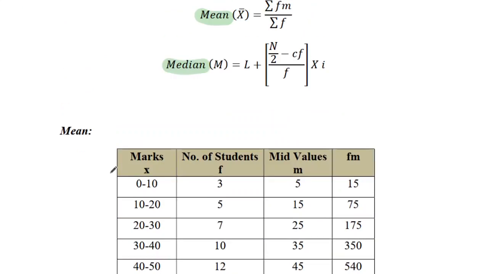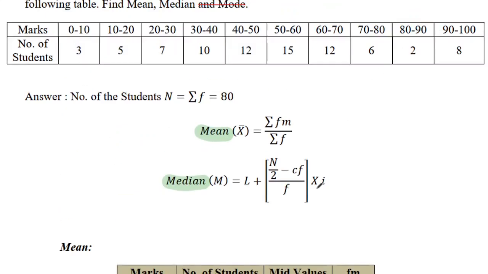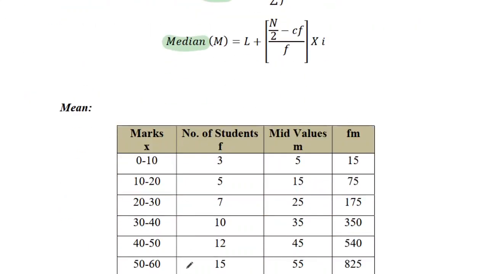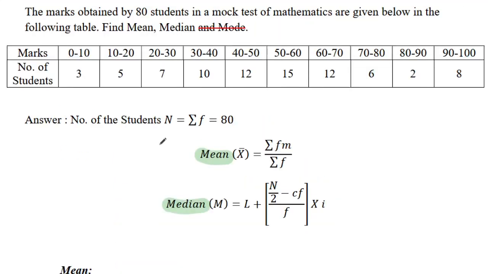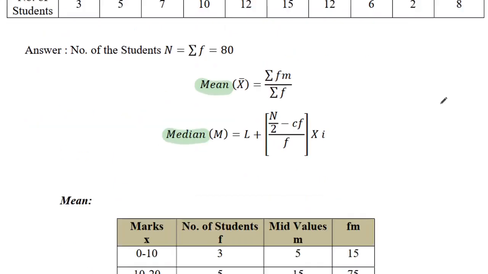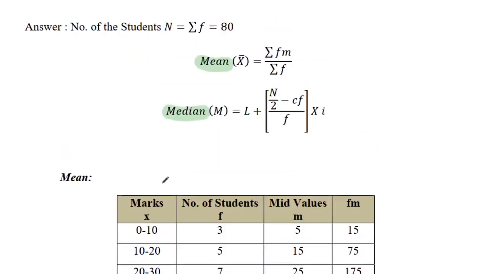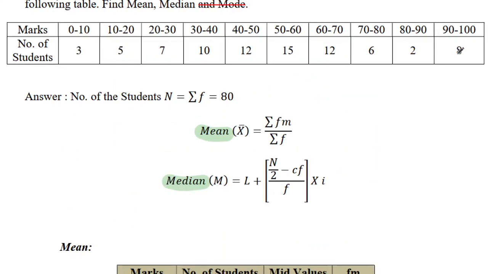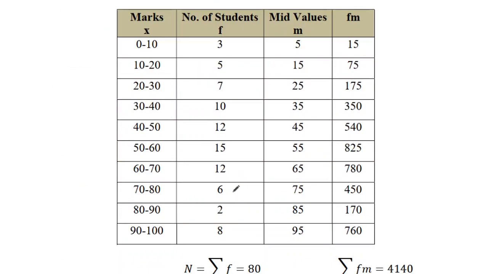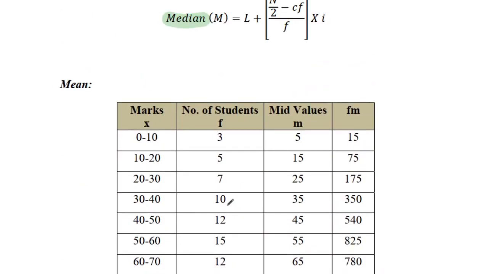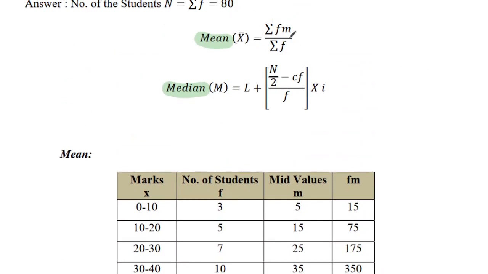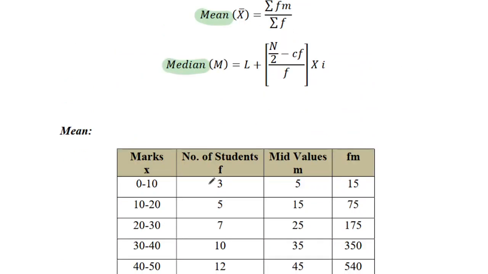So we transform this horizontal table into a vertical table. So 0 to 10, 10 to 20, up to 90 to 100, and the frequencies 3, 5, 7, up to 8. So in our formula we have m. Now calculate m and fm values.